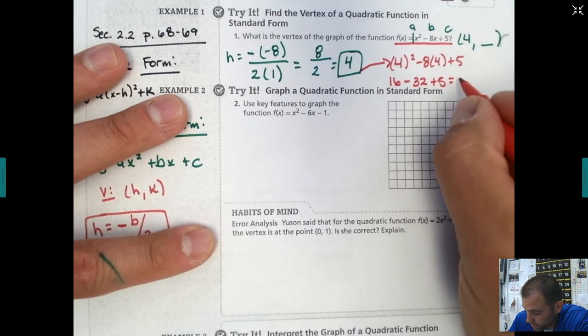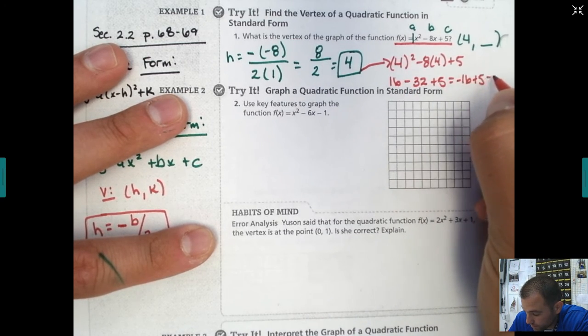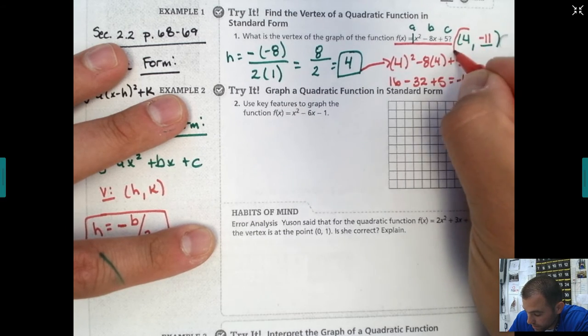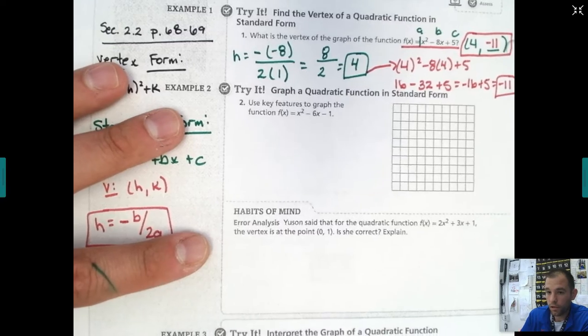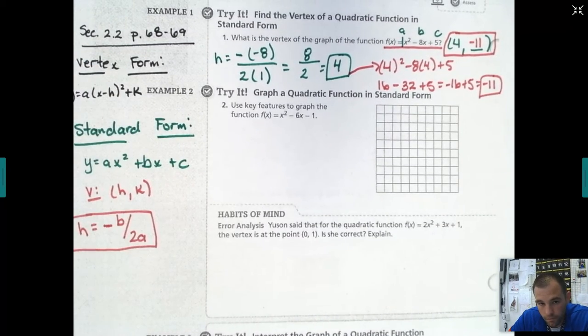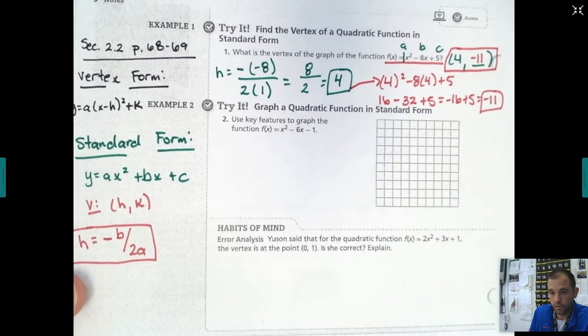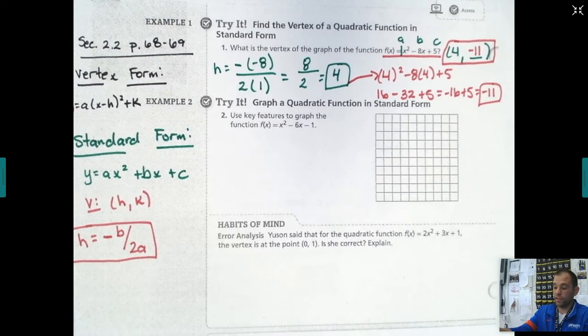16 minus 32 is negative 16 plus 5, which is negative 11. So my vertex of this problem is (4, negative 11). Okay, 4, negative 11 is the vertex. So this is h, this is k. So no matter what form we're in, we can still figure out what the vertex is.